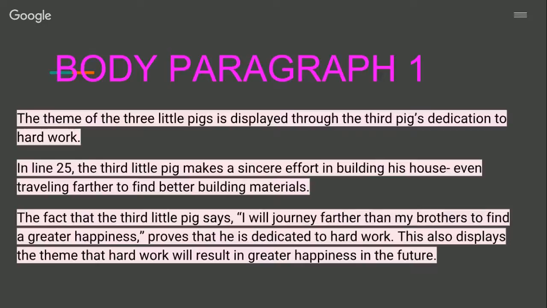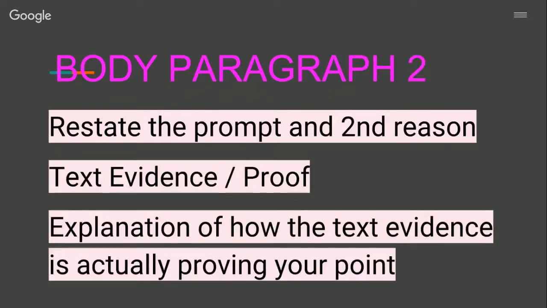So let's say I was trying to use this same prompt, but with the story of the 3 little pigs. My first topic sentence would be to show my first piece of text evidence as to how I understand the theme of the 3 little pigs to be. So here's my example. And in the first one, we're restating the prompt and giving a reason. Then we're finding text evidence and then explaining how that is actually proving your point.